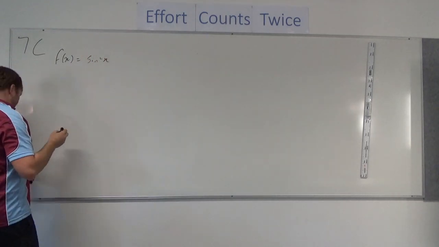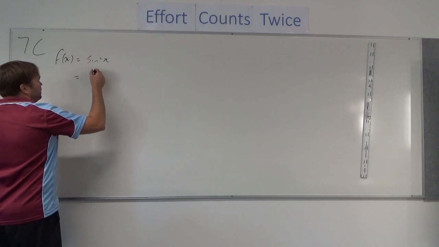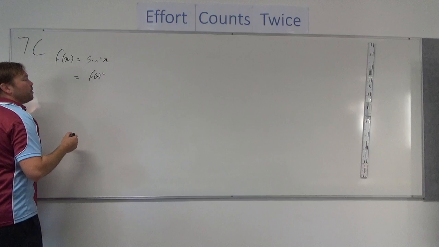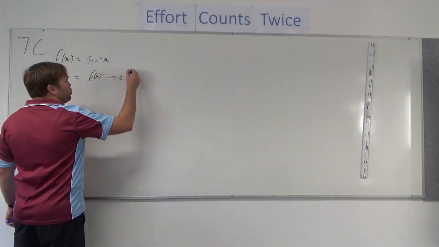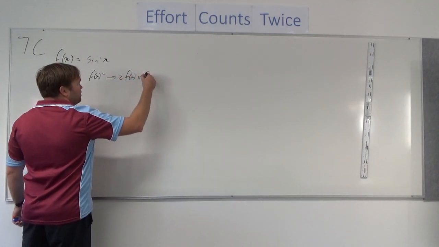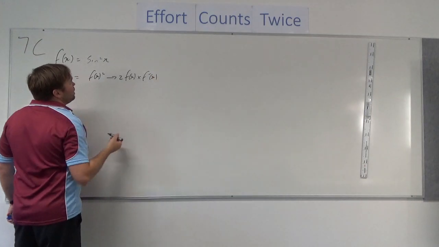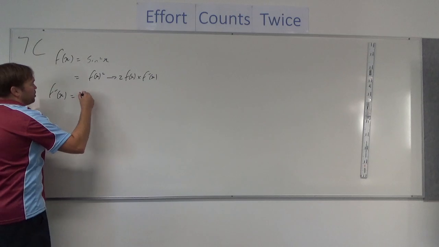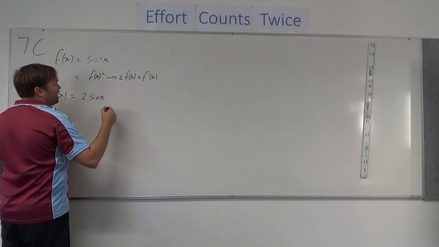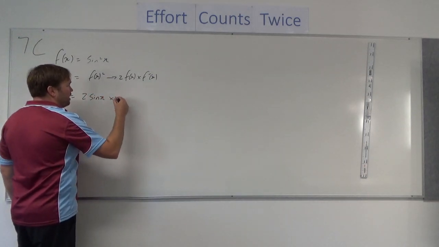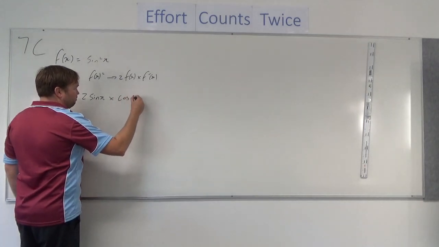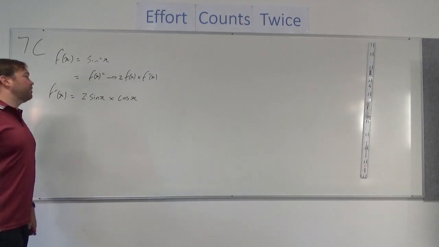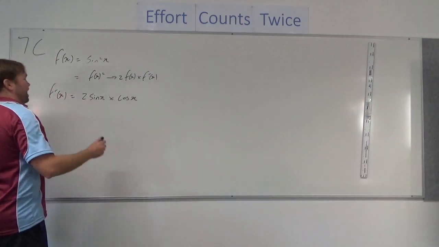Alright, really we're going to think about this as an f of x squared, which when differentiated becomes 2 f of x times f dash x. So therefore our f dash x is 2 sine x multiplied by cos x. And we're looking for where that equals 0. And this is going to get hectic.